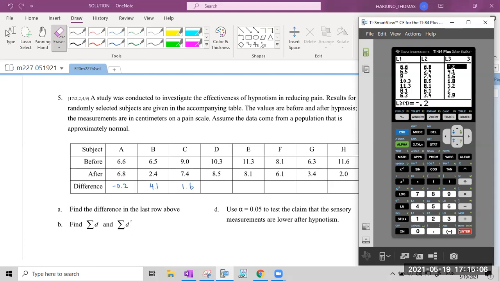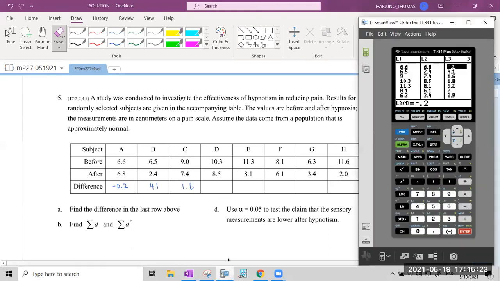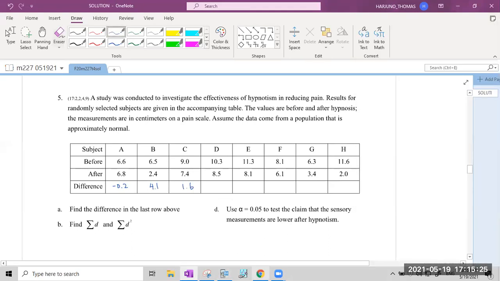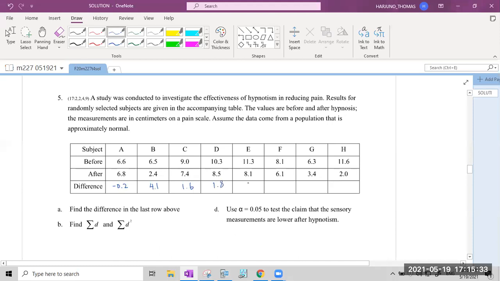Now, I know that if you only need to fill up this row, you could just do it manually. There are only 8 subtractions to do. But after that, we will compute the sum of these squares, and instead of doing that one by one, I will just use the calculator. So the next ones are 1.8, 3.22, 2.9, and 9.6.